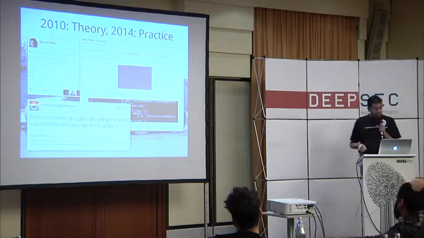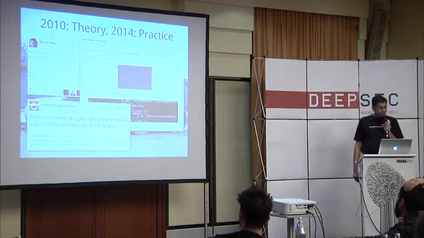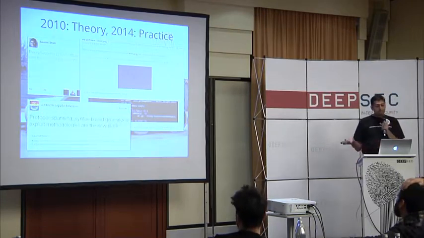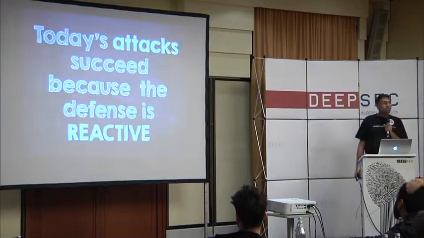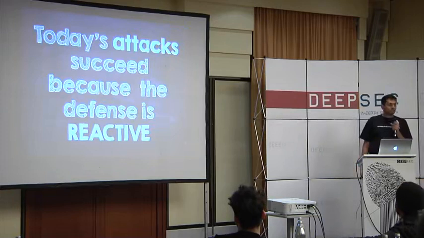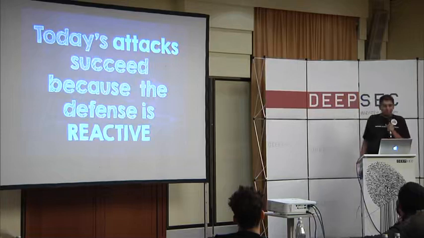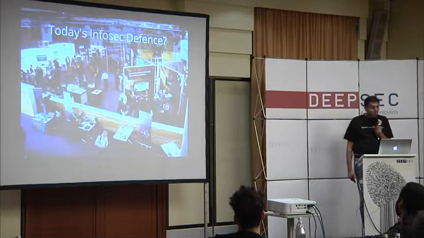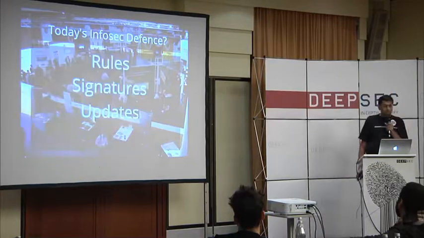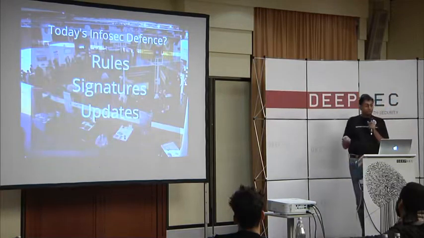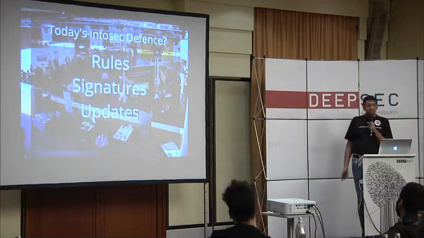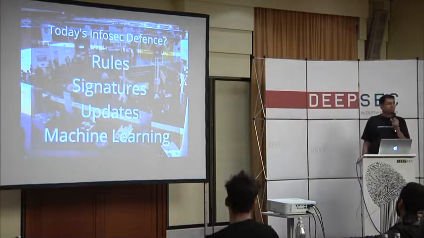And somebody tweeted saying that protocol spanning, syntax-based generalized exploit methodologies are the new black. I mean, this is the way of the future in terms of attacks. And the reason why they succeed is because the defense is reactive. We always react to new attacks, and people say, okay, so how can we fix Stegosploit? I said, I don't know, maybe, but that's the wrong question to ask, because if you look at InfoSec defense today, all we're doing is rules, signatures, updates. Now the new buzzword is machine learning.